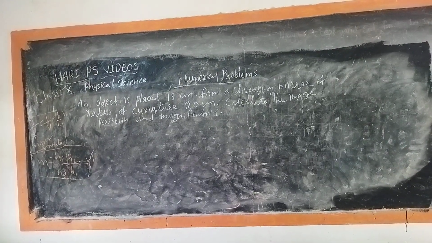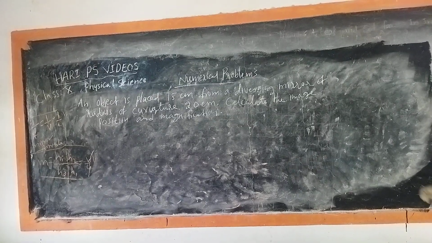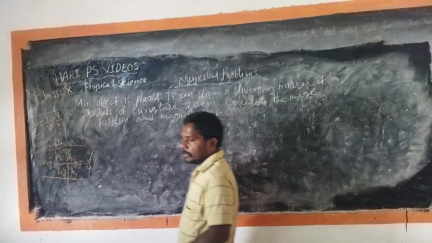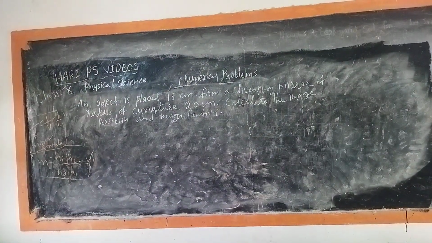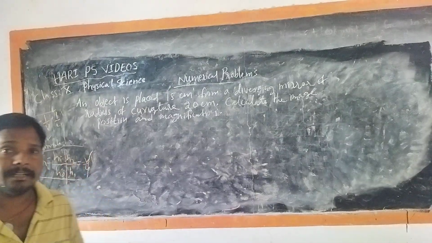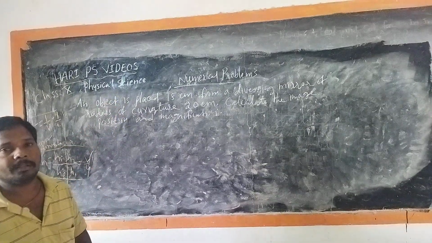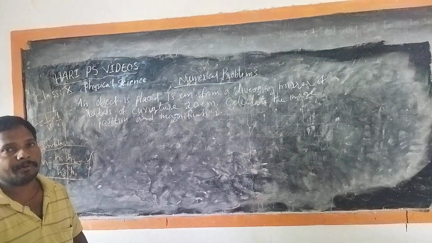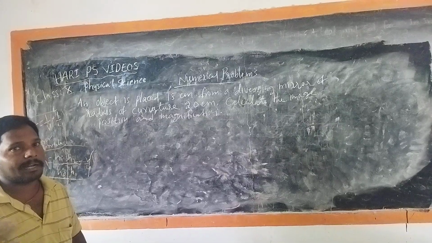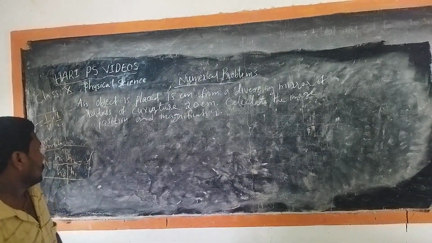So see the problem again. An object is placed 15 centimeter from a diverging mirror. So which one is called the diverging mirror? You know, it is the convex mirror. The convex mirror is called the diverging mirror, whereas the concave mirror is called the converging mirror.